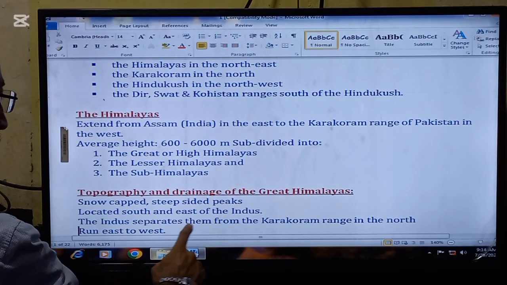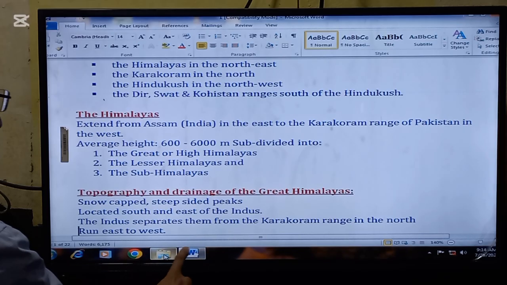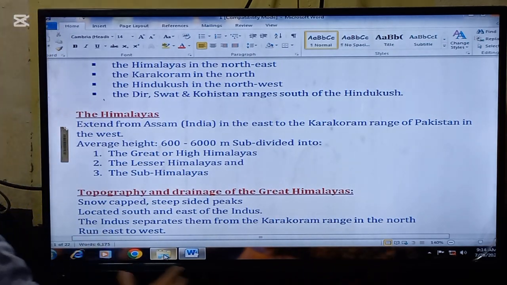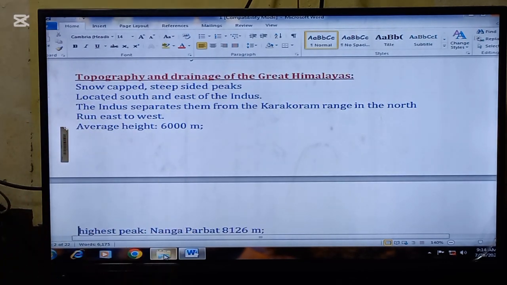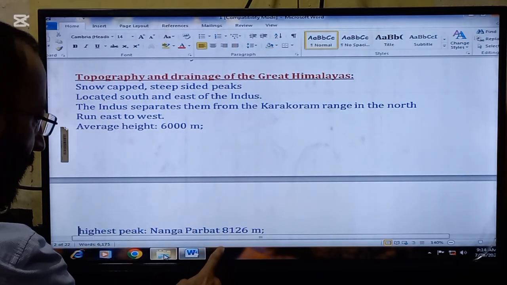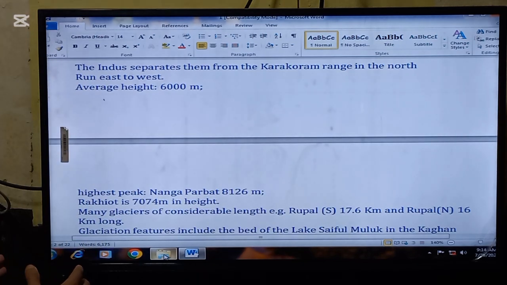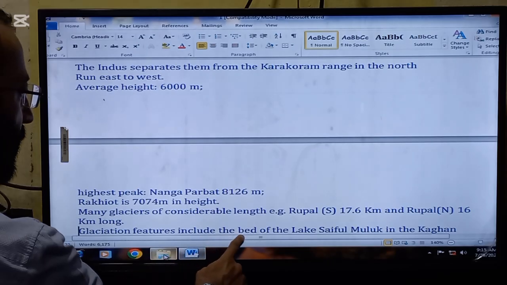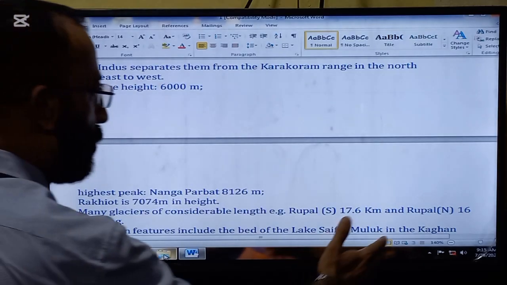Snow-capped, steep-sided peaks located south and east of the Indus. The Indus separates them from the Karakoram range in the north, and they run east to west. Average height is 6,000 meters. The highest peak of the High Himalayas is Nanga Parbat, having a height of 8,126 meters. Rakhiot is 7,074 meters in height.